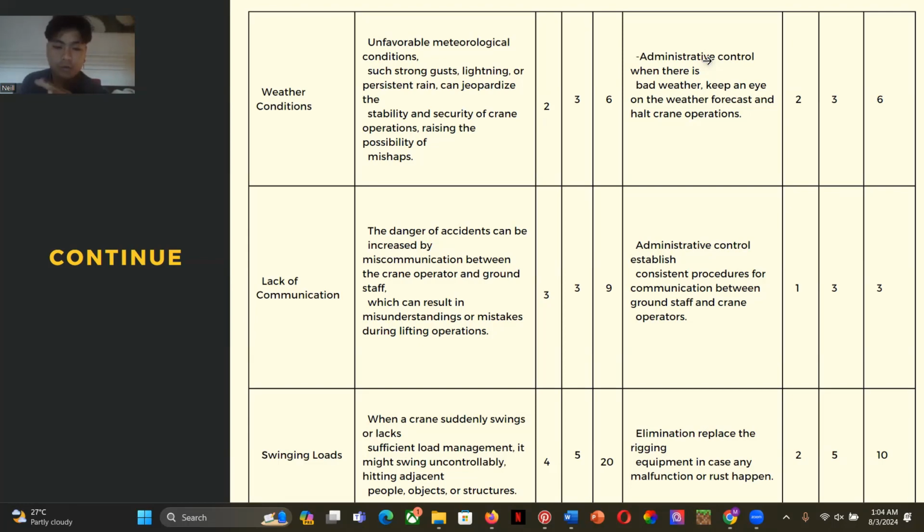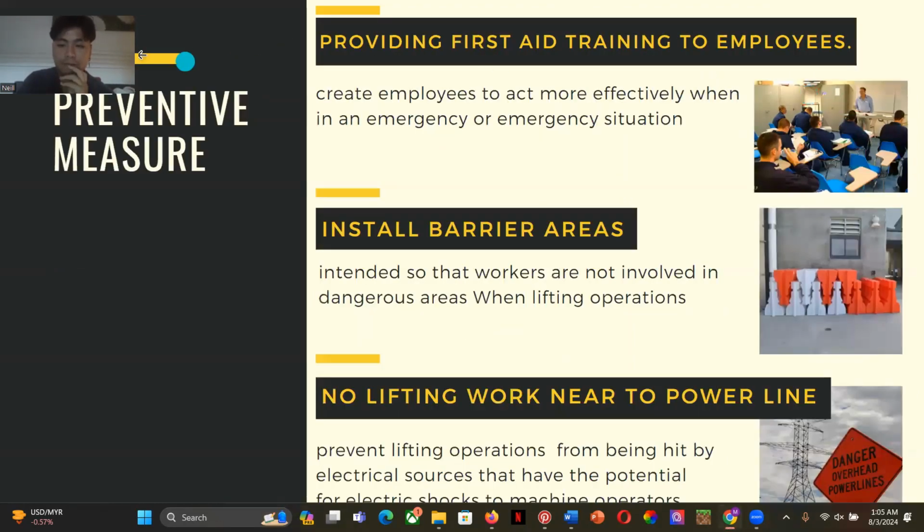It might swing uncontrollably, hitting adjacent people, objects, or structures. For this one, the control is elimination, which is to replace the rigging equipment or the tools within the crane in case any malfunction or rust happens to the crane. Next, I will pass to the next presenter.